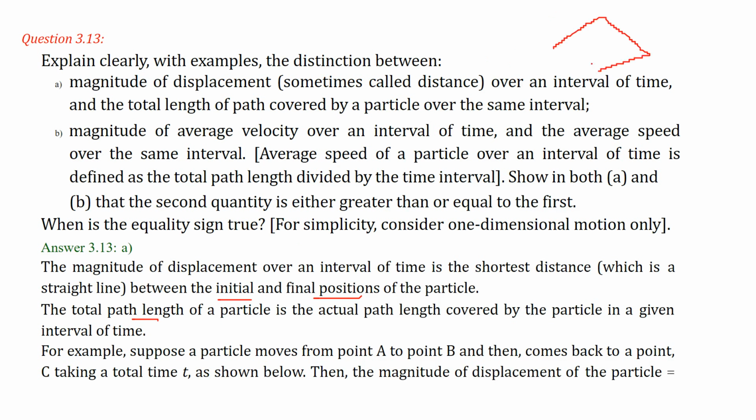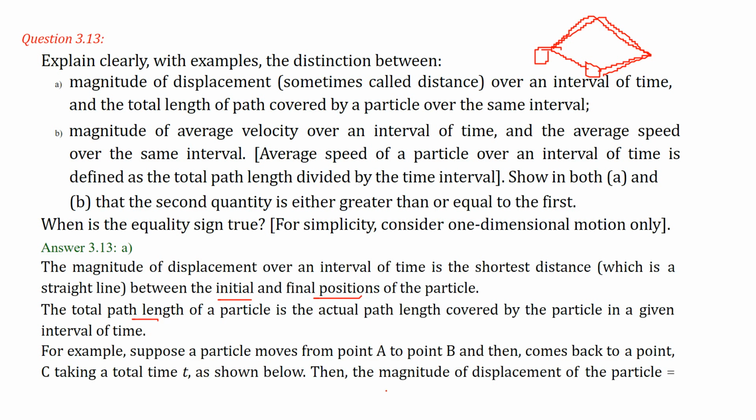So if you go like this, come here, go like this, this plus this plus this is the path length, but this and this means this distance is your perpendicular distance, which is the displacement.